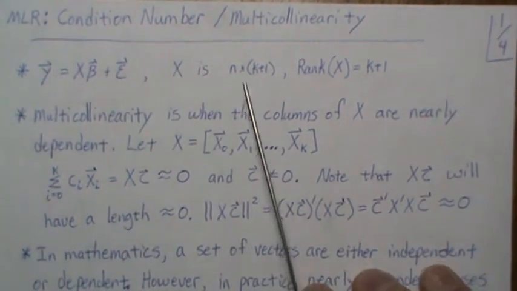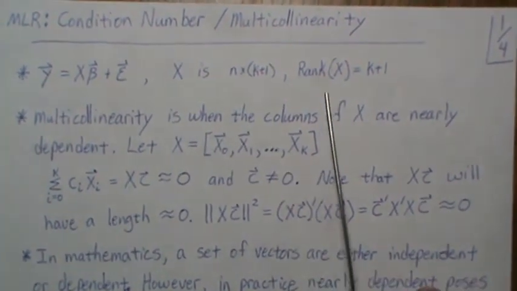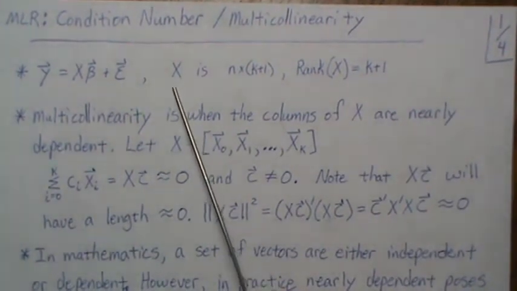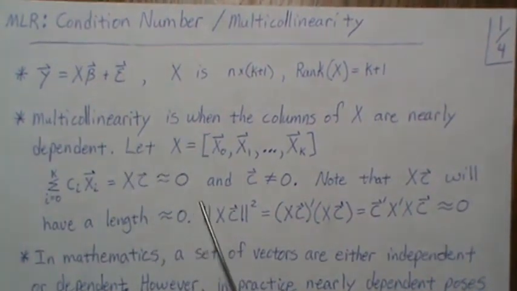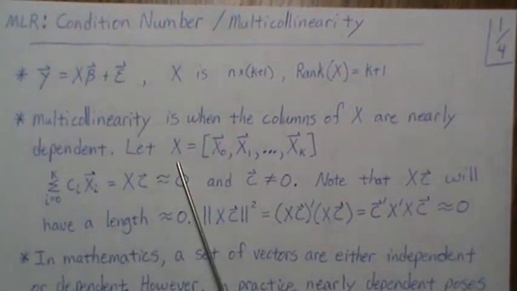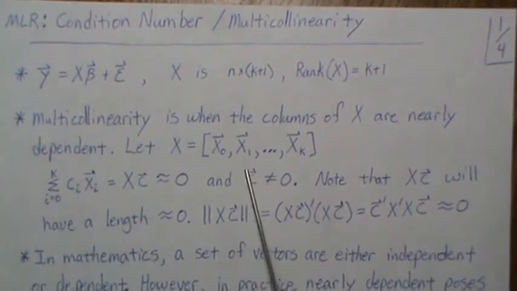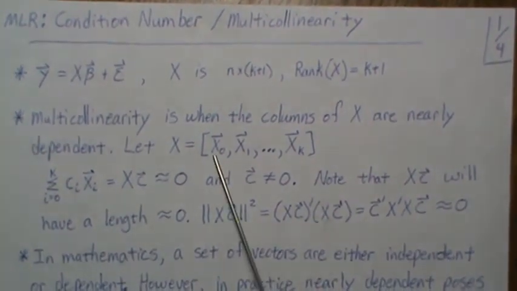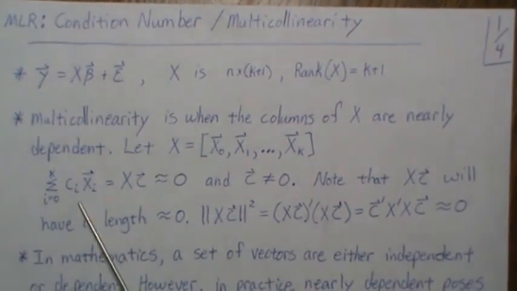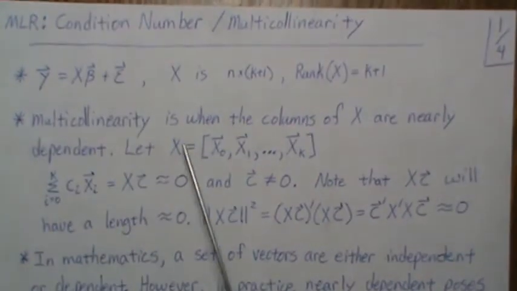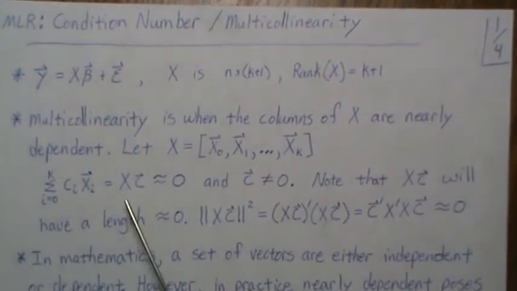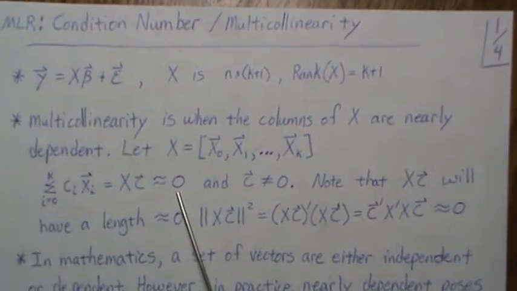X is the design matrix that's n by k plus 1. The rank is k plus 1. And we're going to focus on this x. So multicollinearity is when the columns of x are nearly dependent. So if we let x be represented by these k plus 1 columns, nearly dependent means that we can form a linear combination of our vectors. So we can add those up, multiply by a constant, add them up, and it's close to 0.